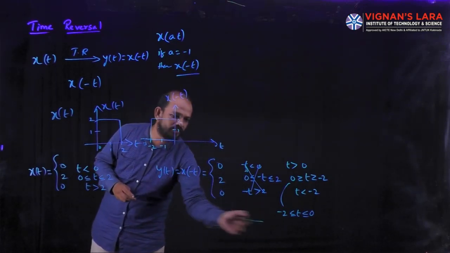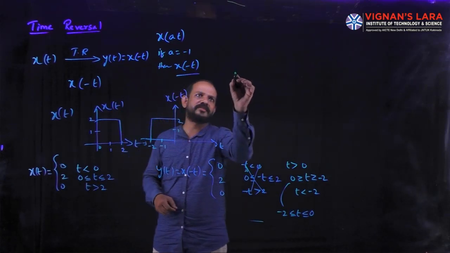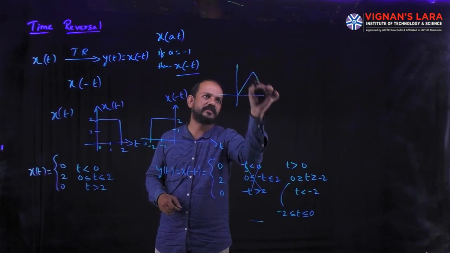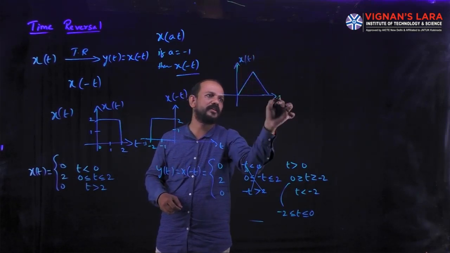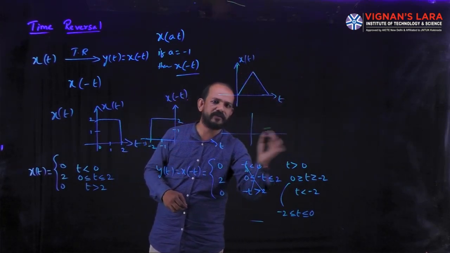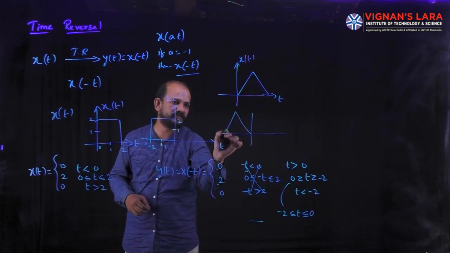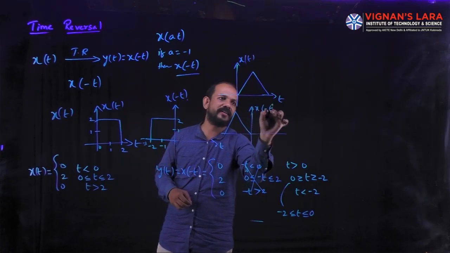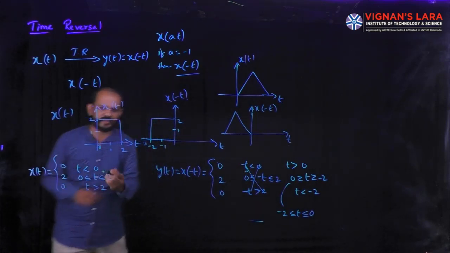So there is no need to do this every time. Simple. I will give a signal like this. So this is the signal, this is x of t and this is t. Now the time reversal version of this one is simply the mirror image. So this is x of minus t and this is t. So this is the mirror image of the signal. You can write anything.